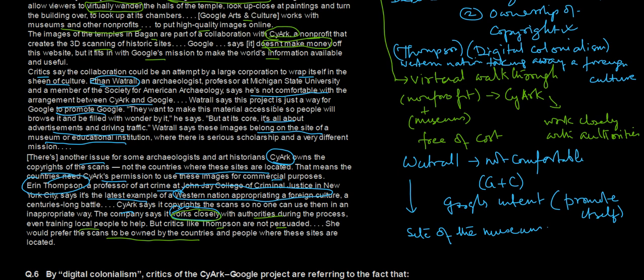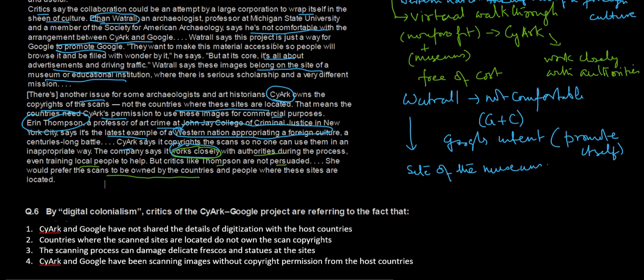So now we've understood the essence of the passage. It's talking about preservation of cultural sites, and Google is trying to do that in collaboration with SIAC, but there are some questions raised around that, mainly around the intent of Google and the ownership of the copyrights. So this is the essence of the passage, and let's move to the questions.